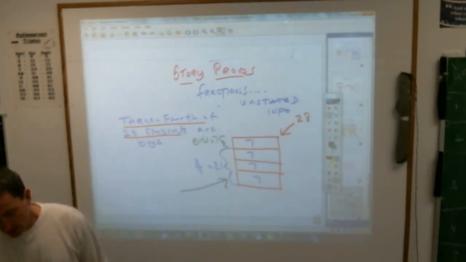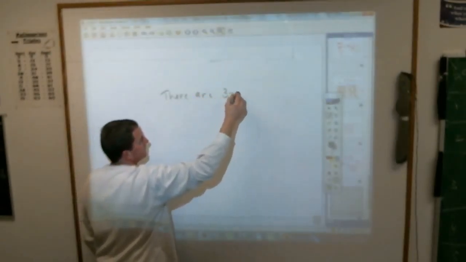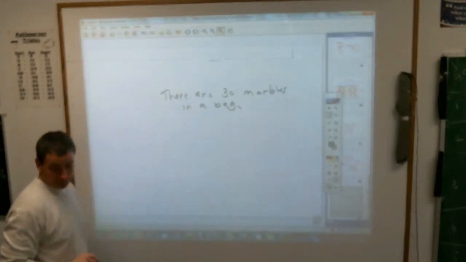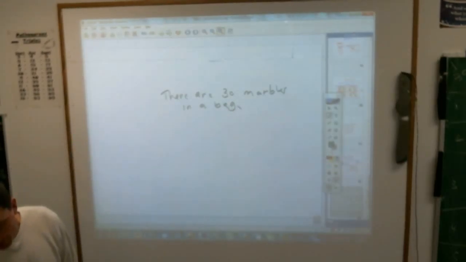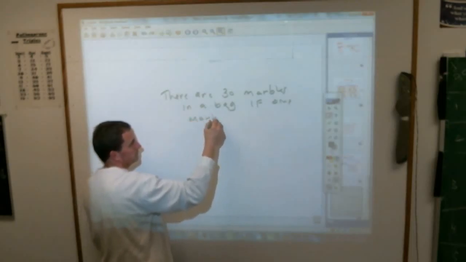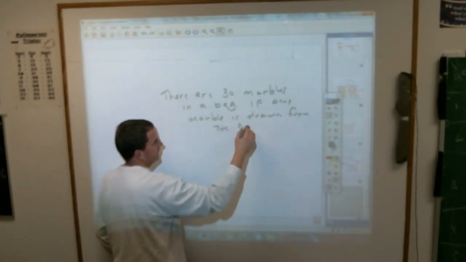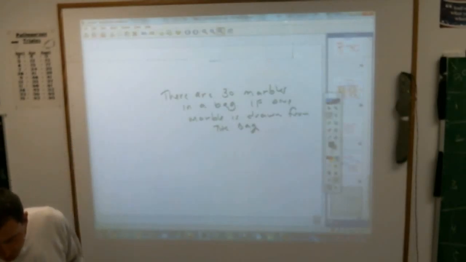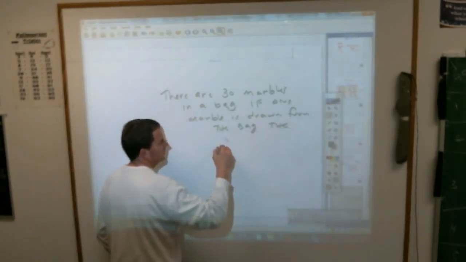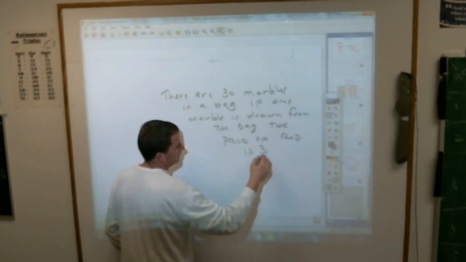There are 30 marbles in a bag. If one marble is drawn from the bag, the probability of drawing red is 2/5. The probability of red is 2/5.